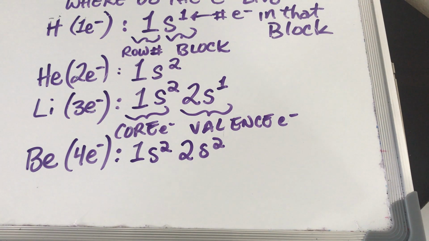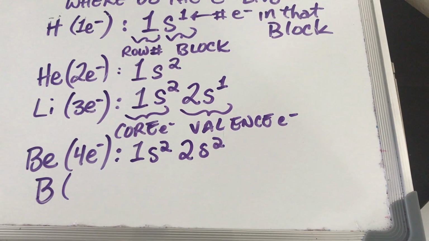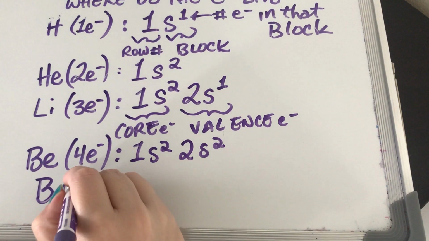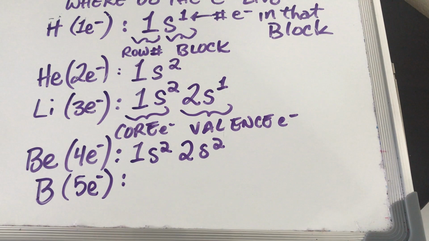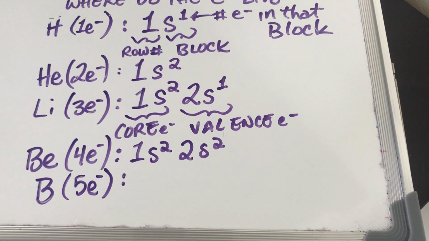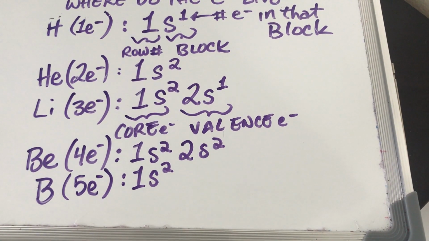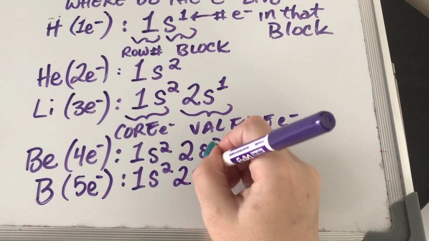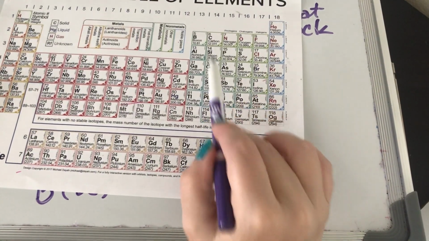So, okay, if we jump across the aisle to this guy, boron, how many total electrons does boron have? 5 electrons, right? And what are we going to start with? 1s2. 2s2. Now when we jump over to this side of the periodic table, what's this block called?